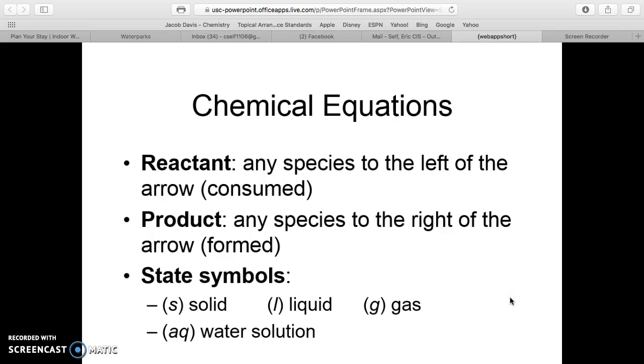Just a quick reminder here, reactants, products, and symbols. We've covered this before. This is not new. This is just review. Reactants are typically on the left side of the arrow, and products are what's being formed. It's on the right side of the arrow. Also, you've got your symbols: solid, liquid, gas, and aqueous, which means they can be broken down by water.